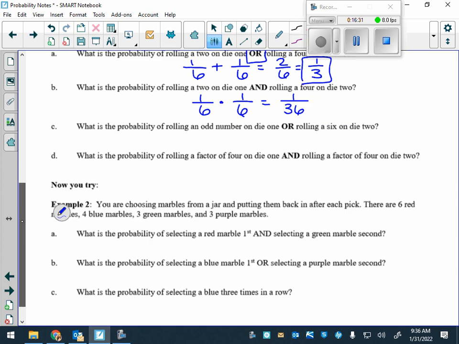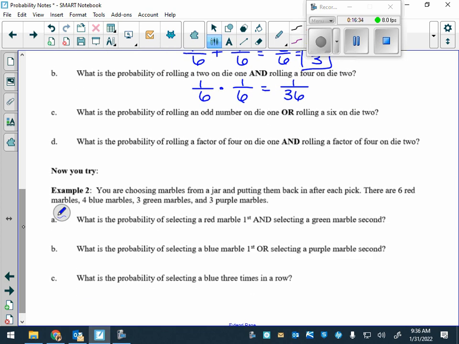Now we look at C. What is the probability of rolling an odd number on die 1? So what's the probability of rolling an odd number? 3/6. I'm going to leave the denominator as is. Or rolling a 6 on die 2. So or means what? What are we doing? Adding. And what's the probability of rolling a 6? 1 out of 6. So we're adding here. What do we end up with?